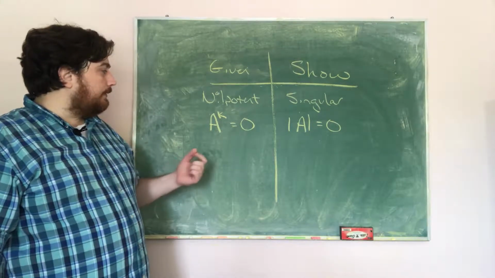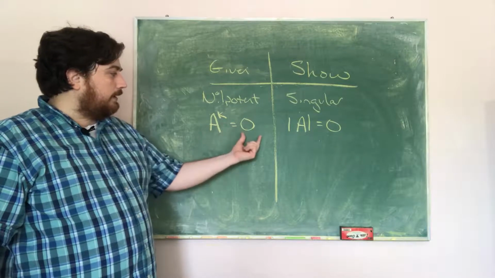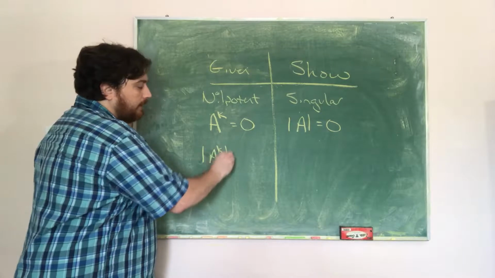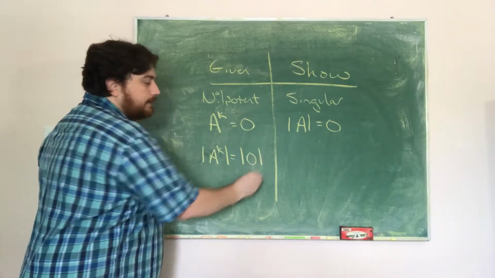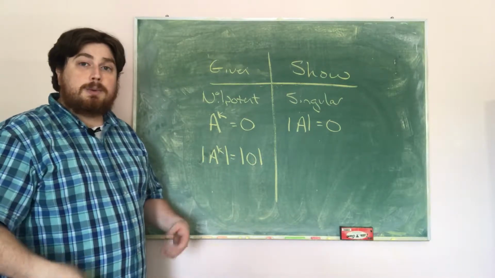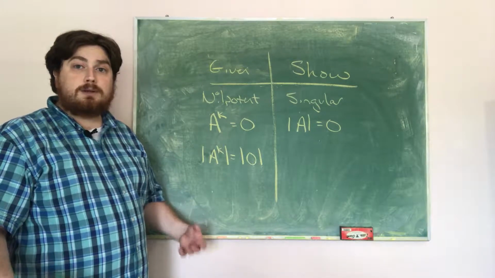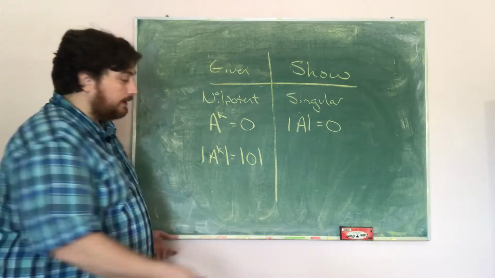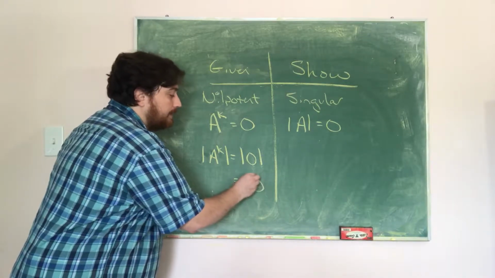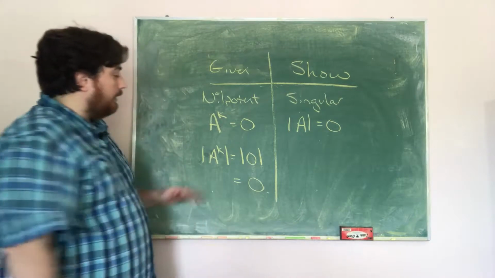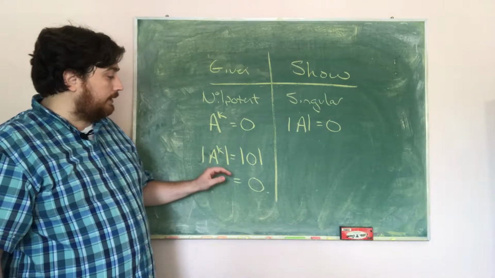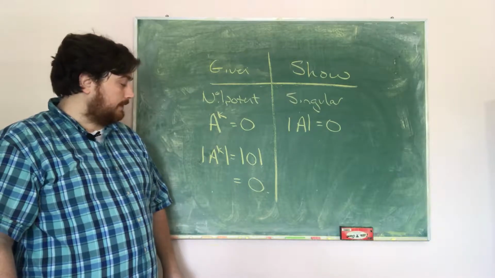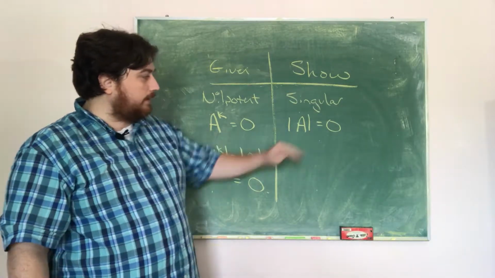Now, what else can we derive from here? Notice that if A to the k is equal to 0, this implies that the determinant of A to the k is equal to the determinant of the 0 matrix. But what is the determinant of the 0 matrix? Well, it has all entries 0, so if we calculate that out, the determinant will indeed just be 0. So we do know that the determinant of A to the k is equal to 0. So how can we get from here to here?